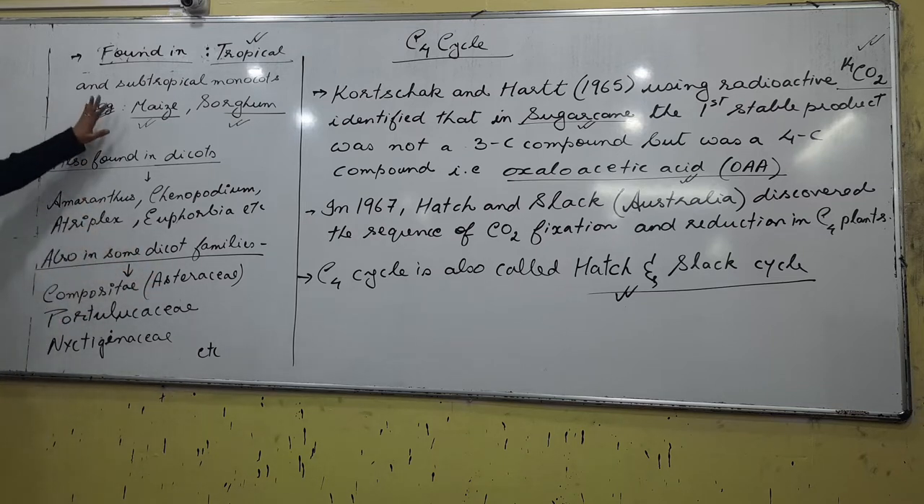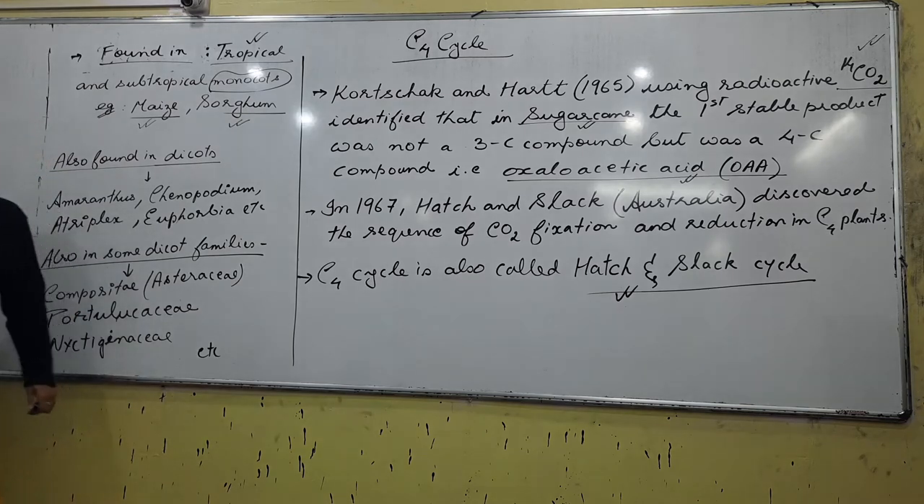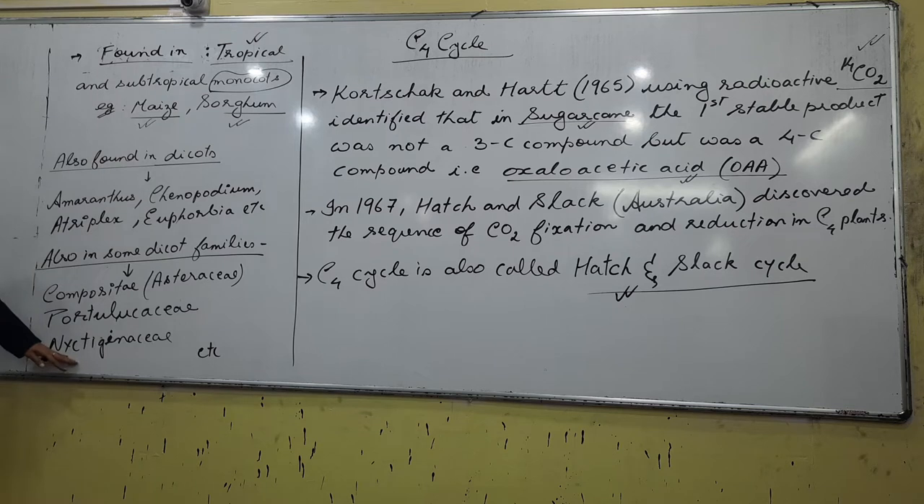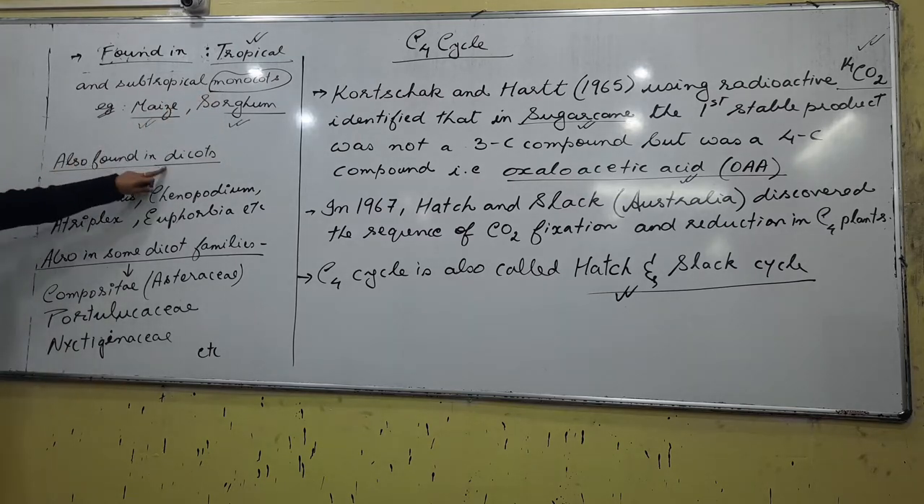As far as where it is found is concerned, tropical is the word to note, and together with that we need to remember monocots also, because sugarcane is a monocot. Maize is also a monocot, right? So keep this word in mind. This section is not that important, there are not many examples, okay. But just remember that it's not only in the monocots that we find C4, but we see it in certain types of dicots also.